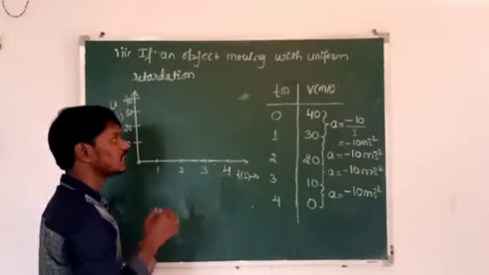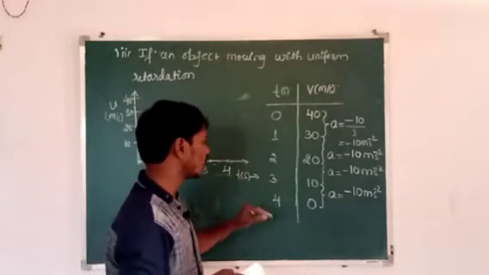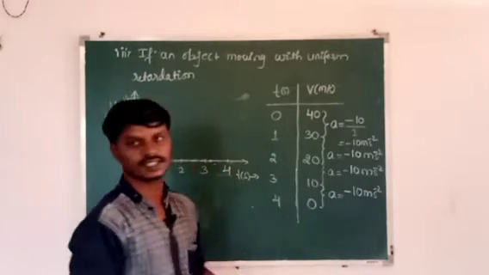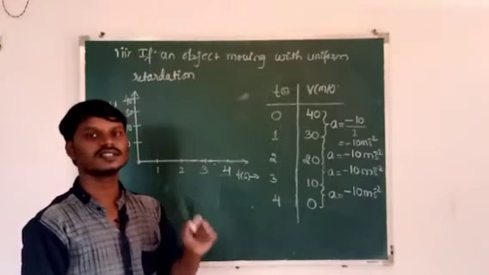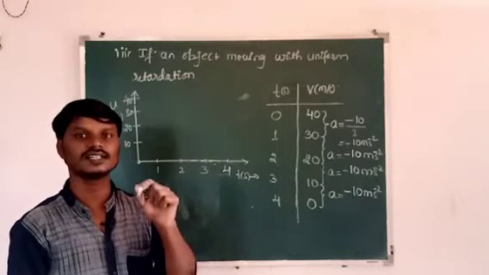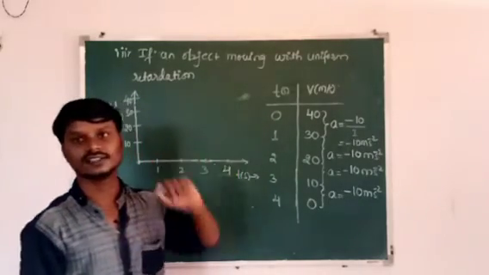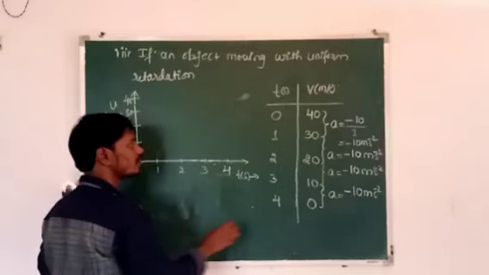So initially the velocity of the object is maximum, then after certain time the velocity of the object becomes 0. After what time? 4 seconds. Then here there is a decrease in velocity. If there is a decrease in velocity, then we will get a negative acceleration. That negative acceleration is called retardation.